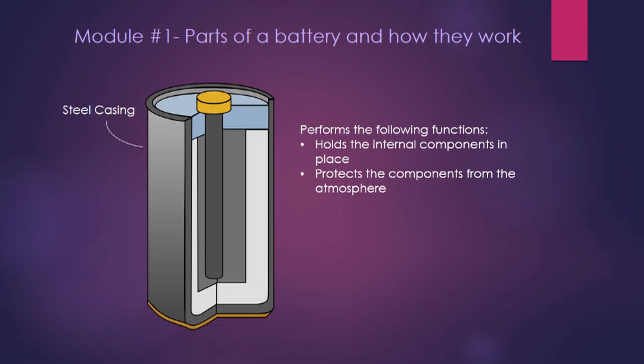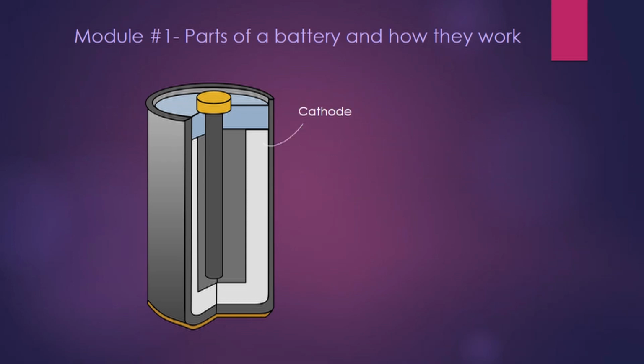Batteries convert chemical energy into electrical energy through chemical reactions. In order for chemical reactions to take place, 3 materials are required. The first material required is called a cathode. A cathode is a metal used in the reduction chemical reaction. More on this type of reaction later.